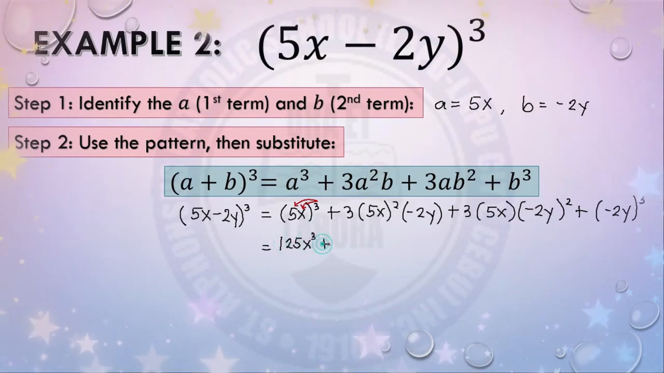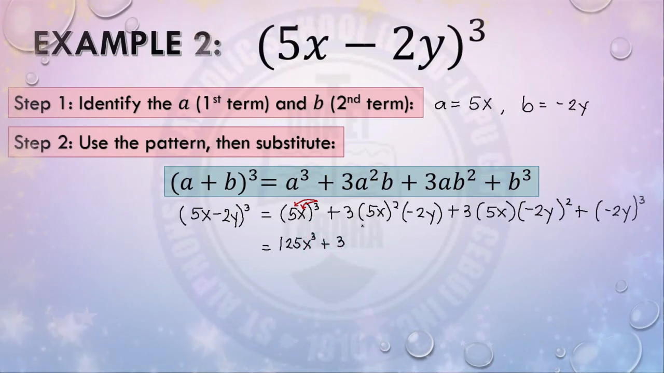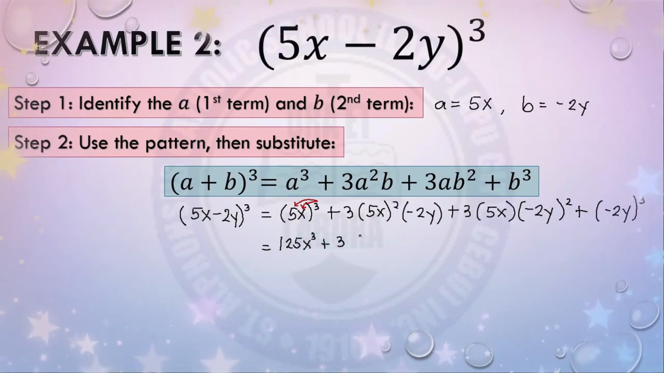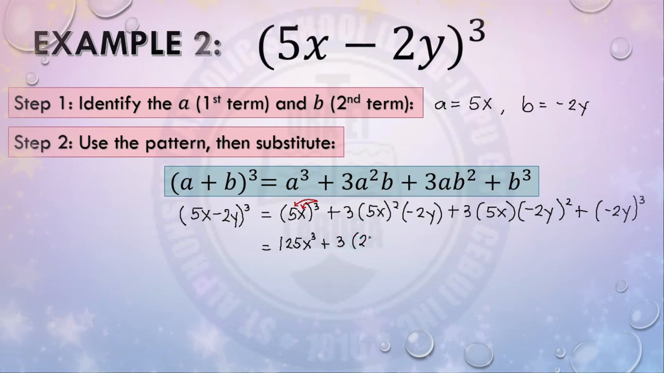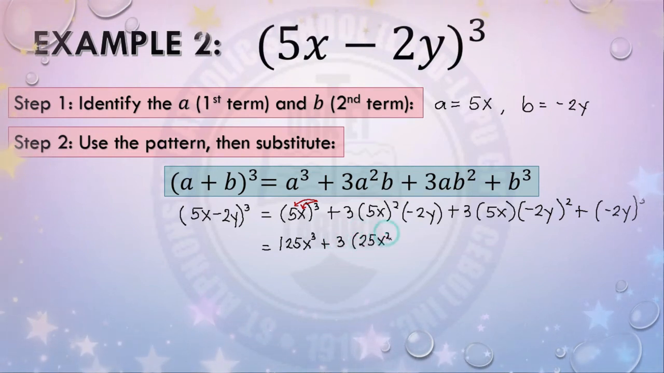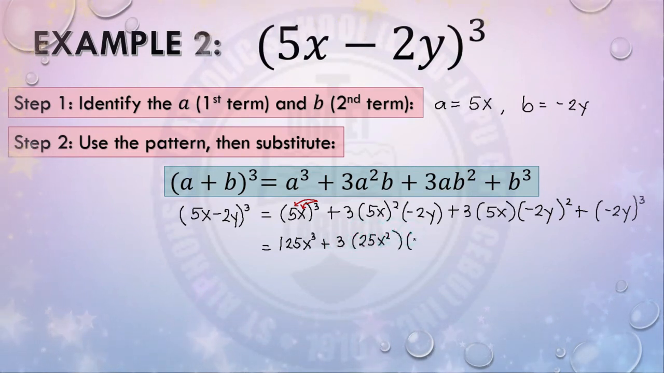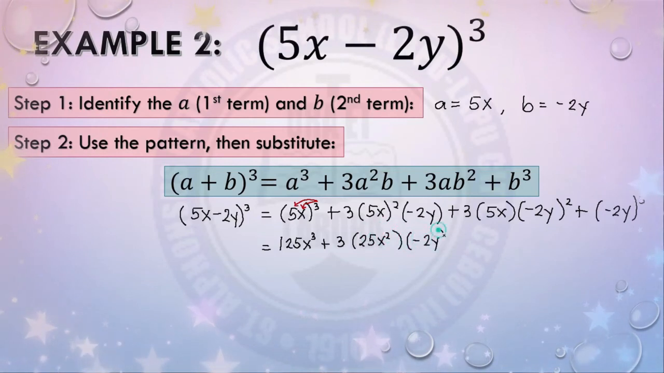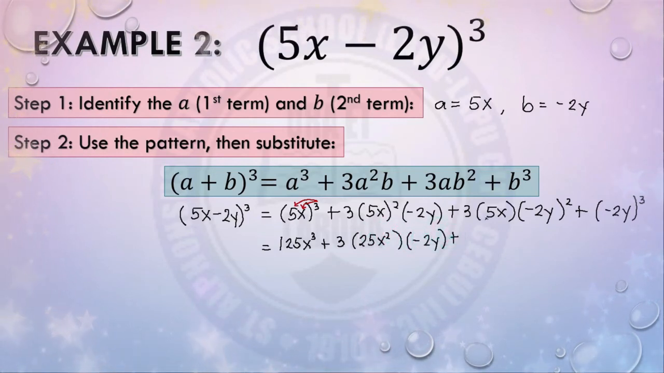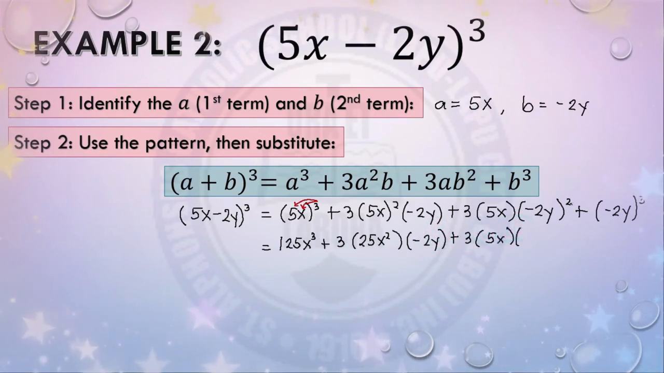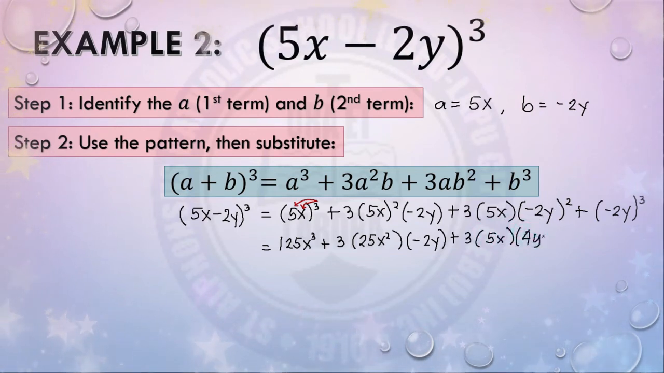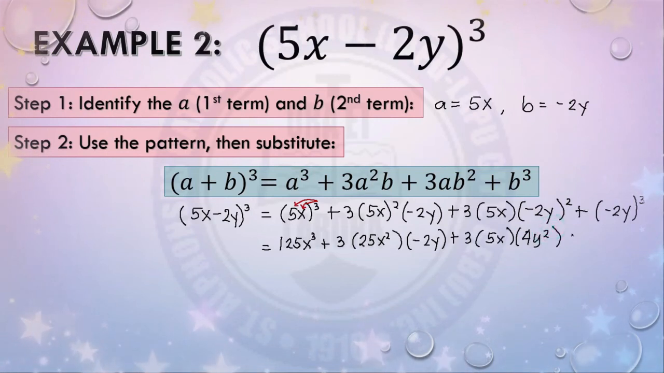Next, let's do it step by step. What is 5x squared? That is 25x squared. Times negative 2y plus 3 times 5x. What is negative 2y squared? Negative 2 times negative 2. The answer is positive 4y squared.